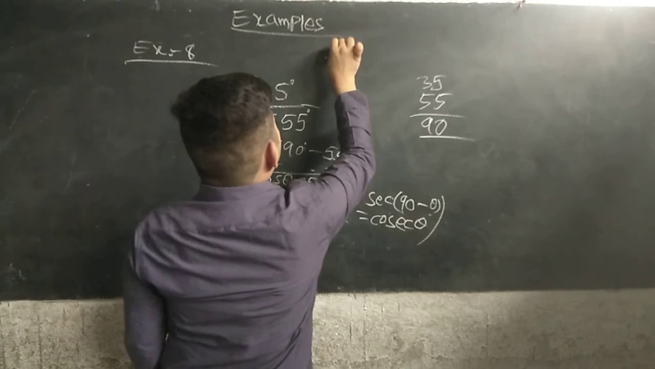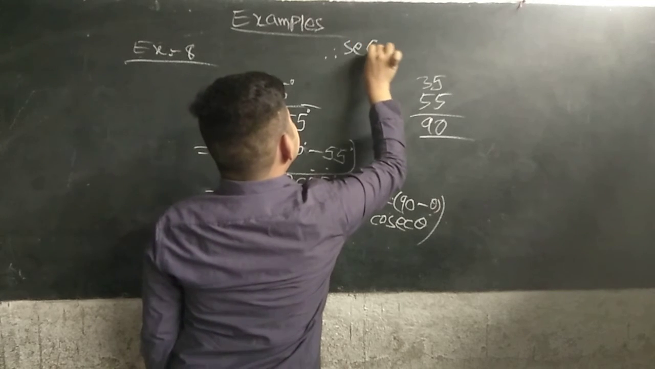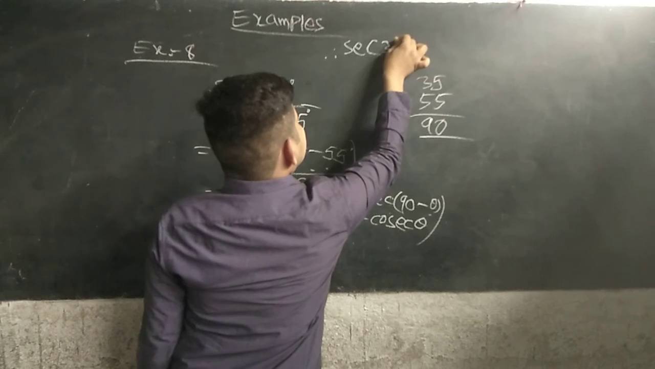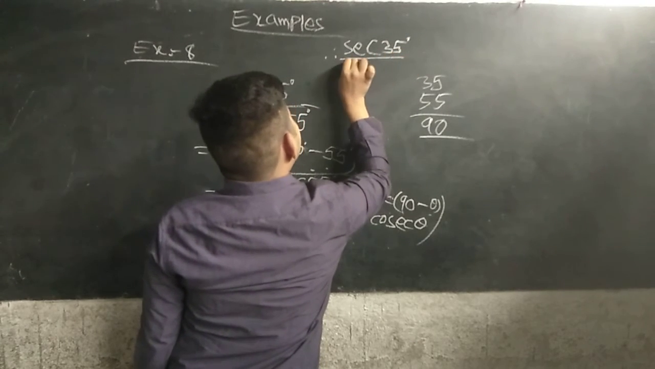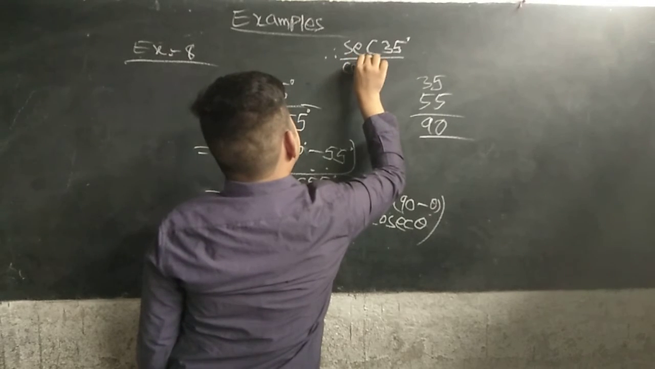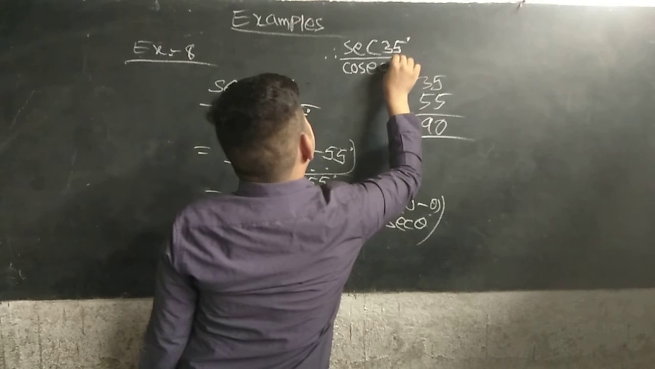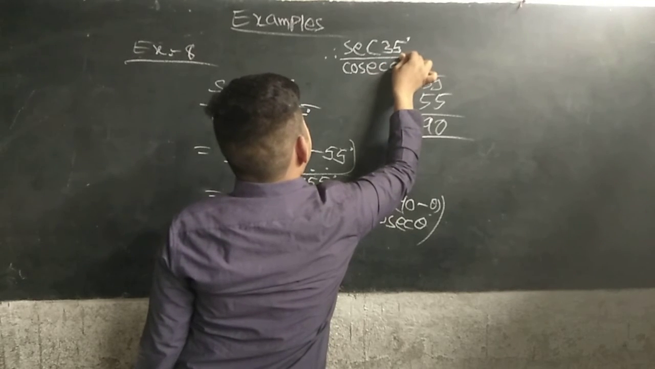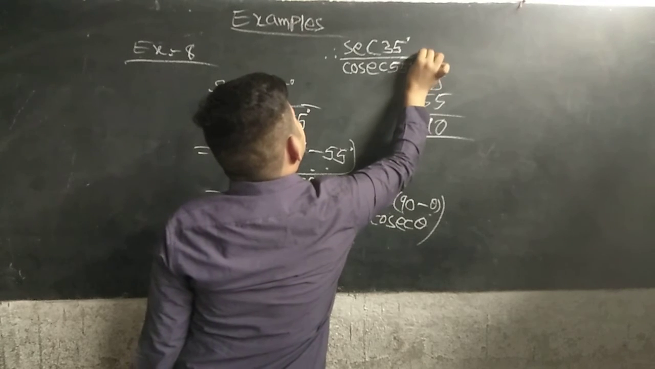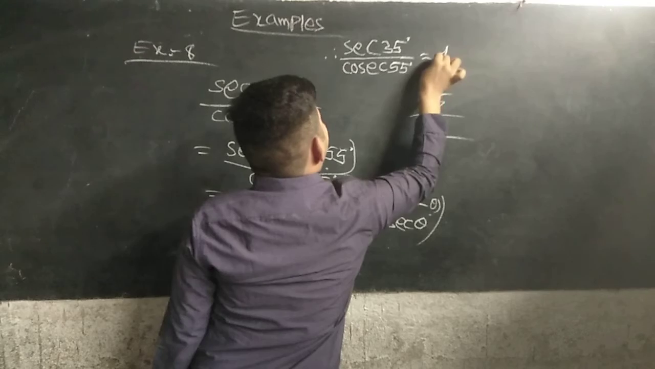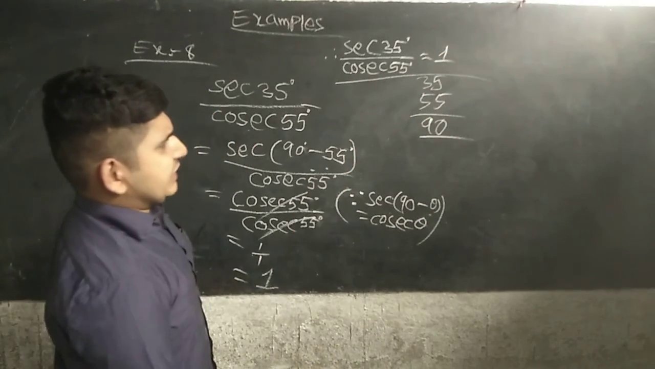Therefore, sec 35 degrees by cosec 55 degrees equals 1.